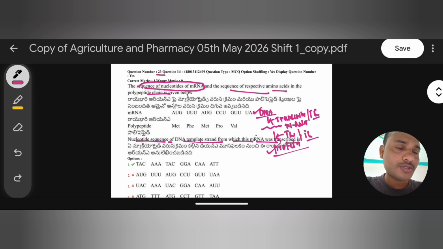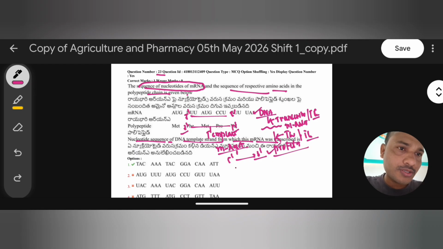Generally we know that DNA is double stranded, 5 prime to 3 prime and 3 prime to 5 prime. Among these two strands, one acts as the template strand. Very important: mostly the template strand is 3 prime to 5 prime. Why? Because mRNA synthesis always occurs in the 5 prime to 3 prime direction. Very important. So in a double strand of DNA, the 3 prime to 5 prime strand is the only one that acts as the template strand.